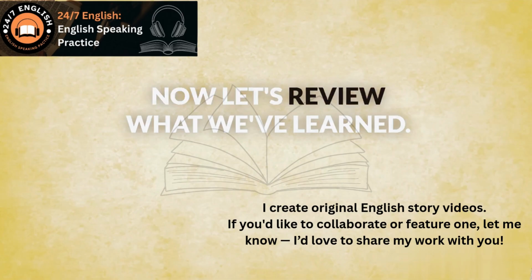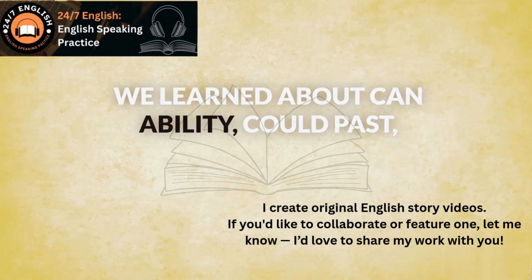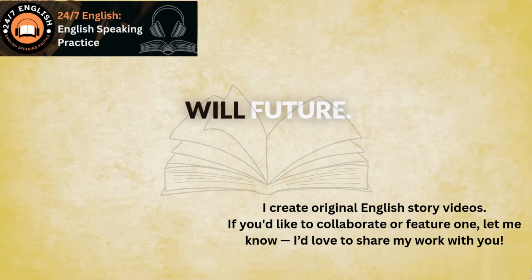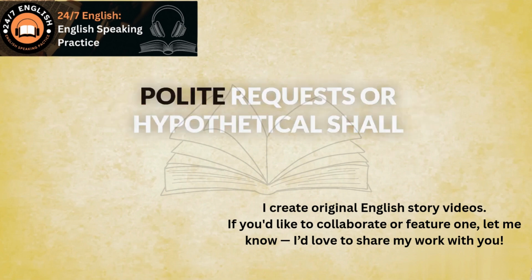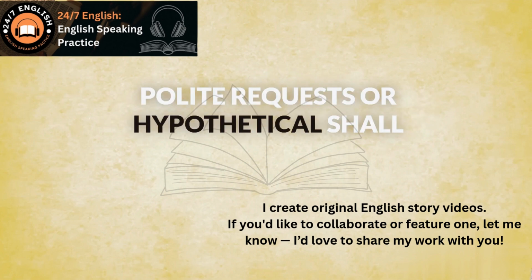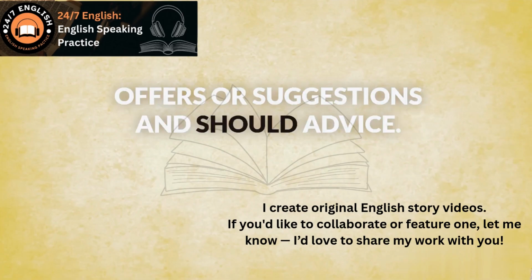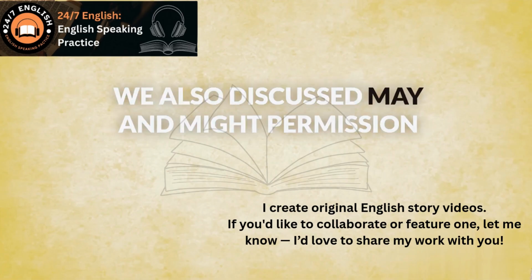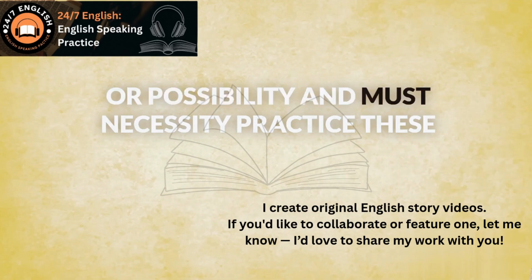Now let's review what we've learned. We learned about can, ability, could, past ability or possibility, and will, future. We talked about would, polite requests or hypothetical, shall, offers or suggestions, and should, advice. We also discussed may and might, permission or possibility, and must, necessity.